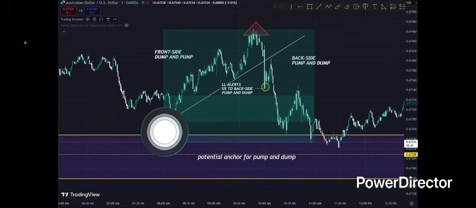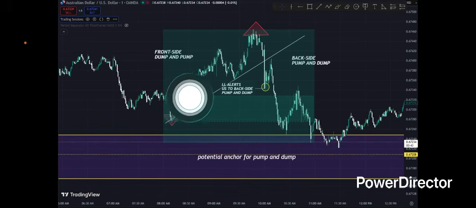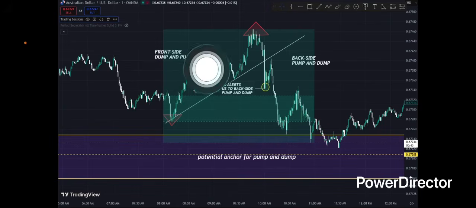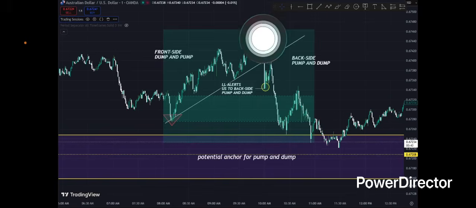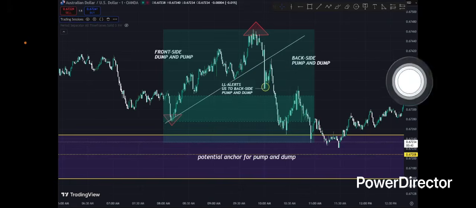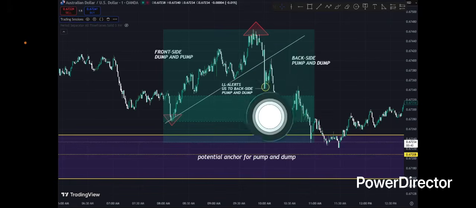We dump down right here in the beginning, put in this low and start to pump up. This could be that anchor point. We're making higher highs on the front side of this market until 10 o'clock hits. 10 o'clock puts in our lower low on the inside, alerting us that now we may be on the backside of this move, and we're looking for pump and dump trades in this market.